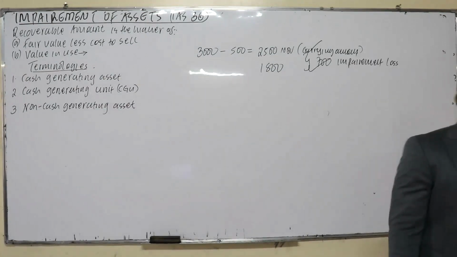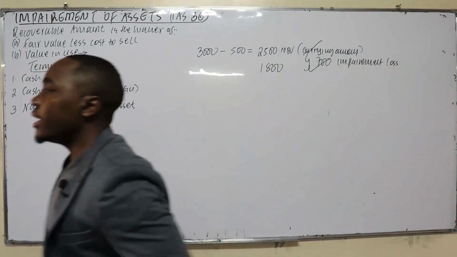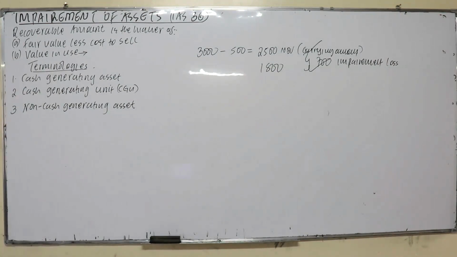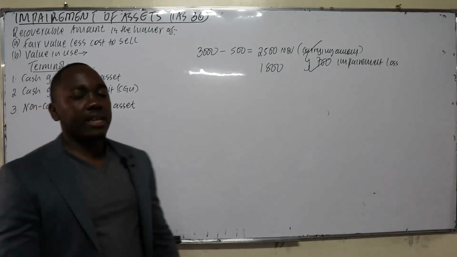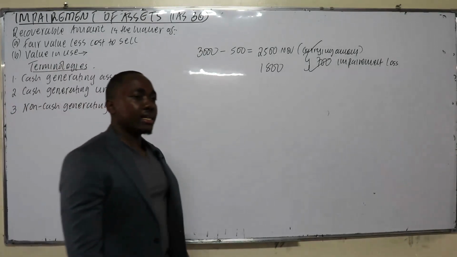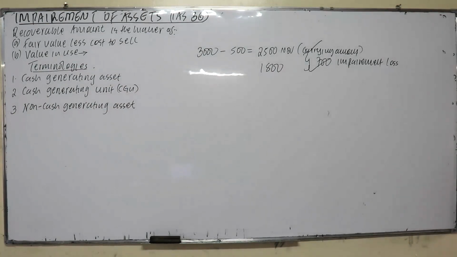Now, let's look at indicators of impairment loss. Let's start with external indicators. Because what happens at the end of each financial year, the company will have to assess whether its assets have been impaired. And in case of impairment, the loss is an expense, so you take it to the income statement.